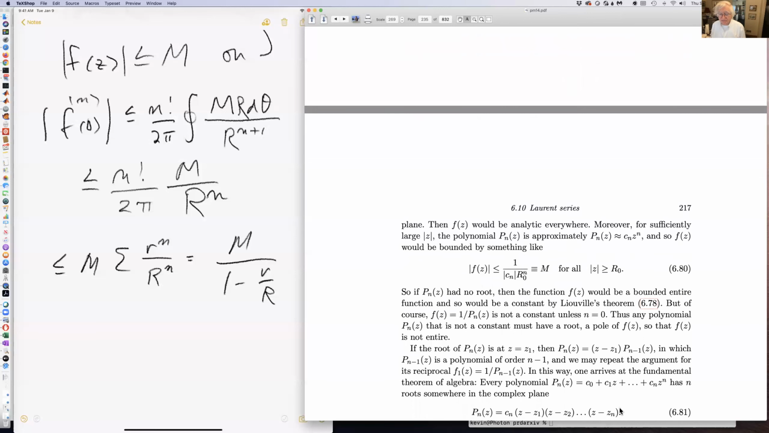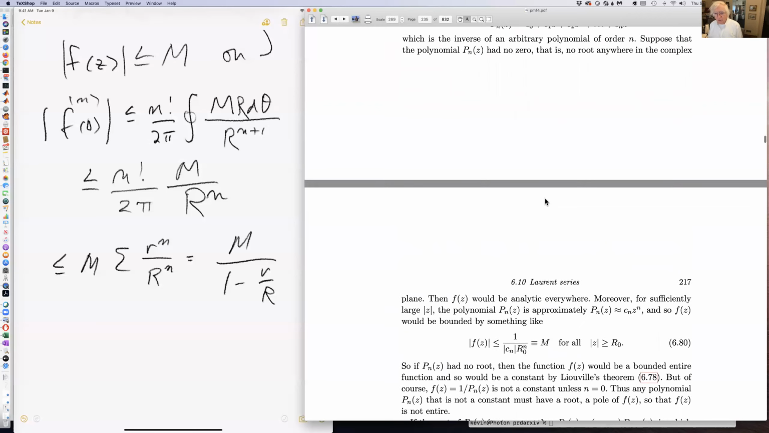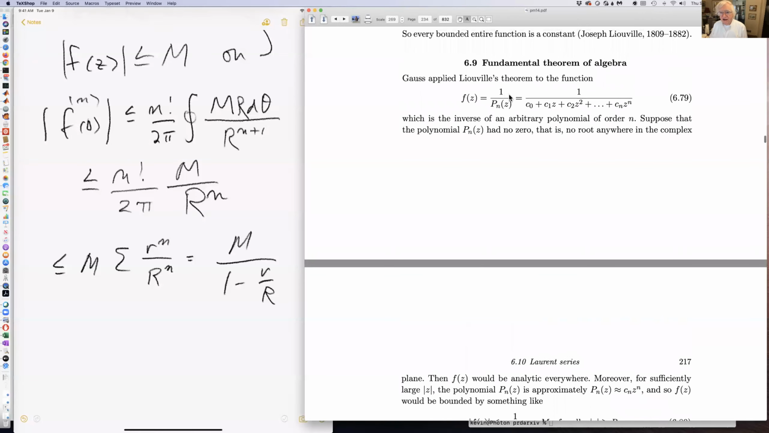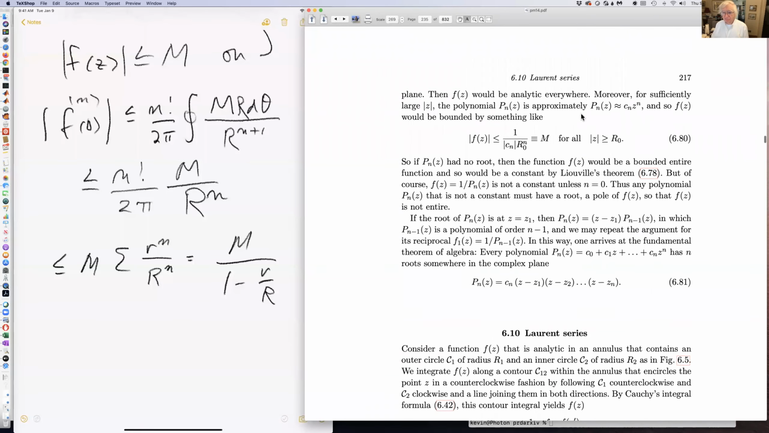But that would mean that for z greater than R0, f of z is bounded, but then it would have to be a constant. But obviously f of z isn't a constant because it involves all these z's here. So the conclusion is that every polynomial has at least one root somewhere in the complex plane. So then you factor it and pull out that root, and you have a lower order polynomial, of order n minus 1.